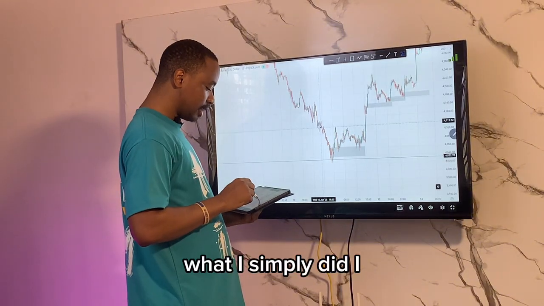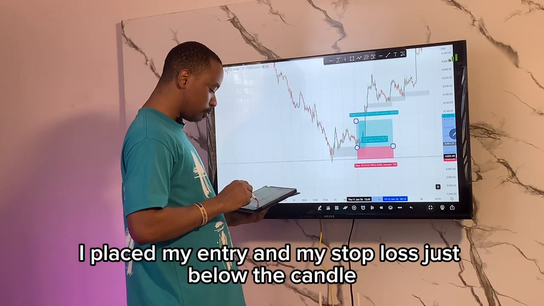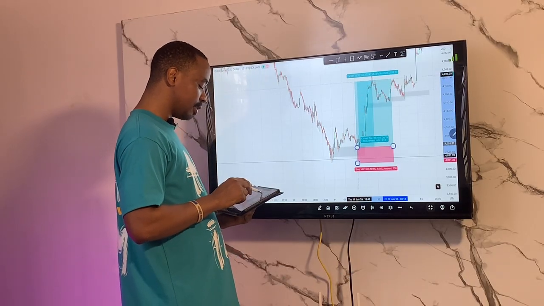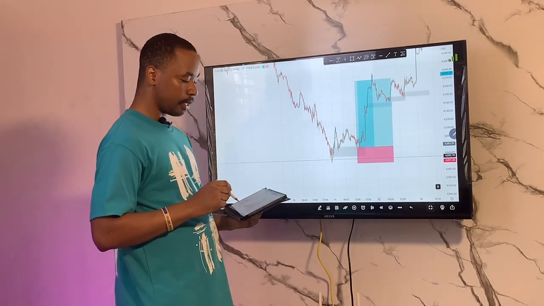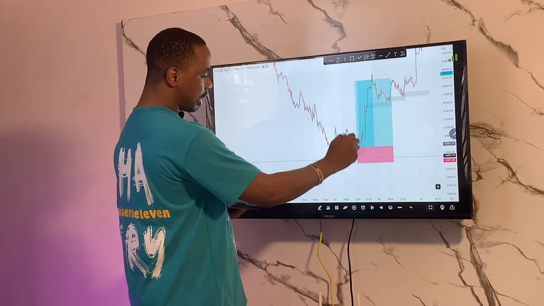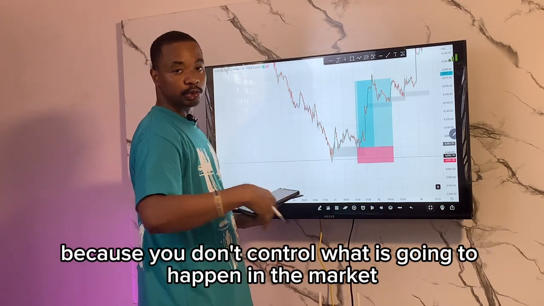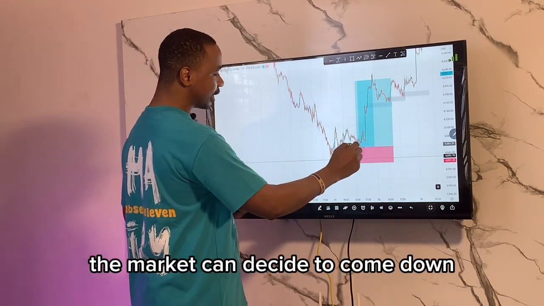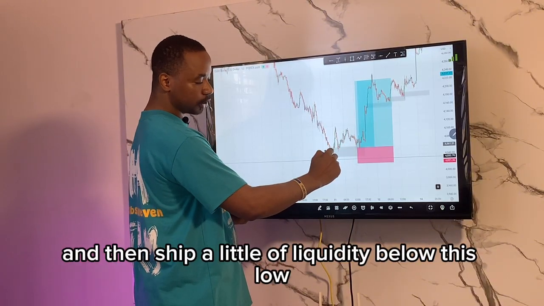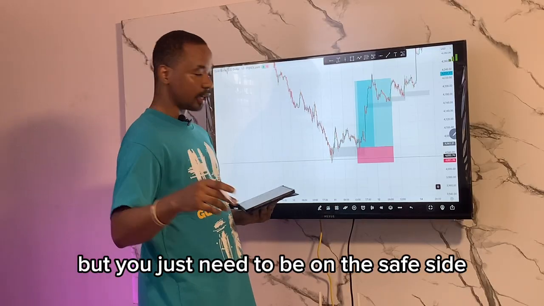What I simply did, I placed my entry and my stop loss just below the candle, and I was targeting the next high. As you can see, it was a very sweet trade. My stop loss was below because you don't control what is going to happen in the market. The market can decide to come down and sweep a little liquidity below this low. But that doesn't happen often. But you just need to be on the safe side.